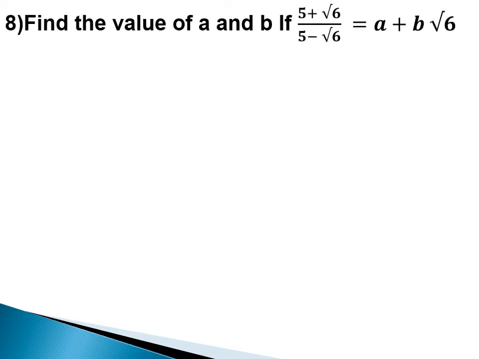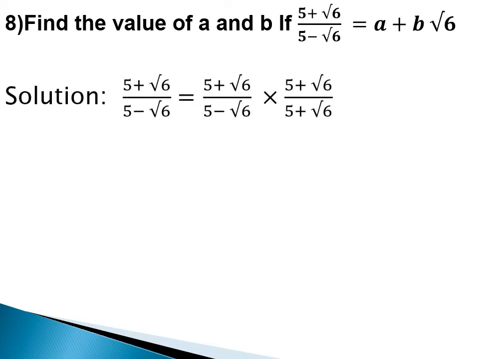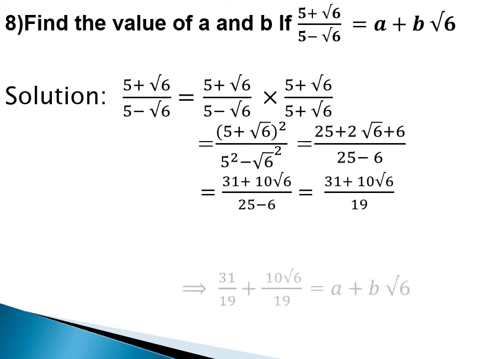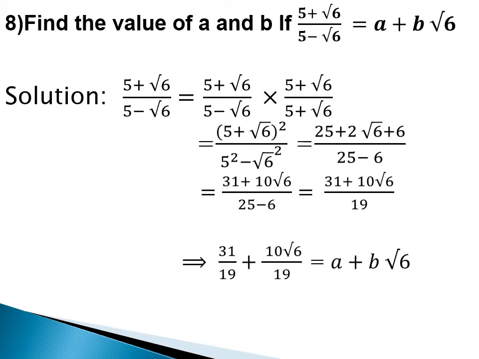Since it is an important question, I have done one more sum here. Find the value of a and b if (5 plus root 6) divided by (5 minus root 6) equals a plus b root 6. So first we have to work on the left side only. We multiply and divide with 5 plus root 6 by 5 plus root 6, expand it and simplify it. So what is the answer? We are getting (31 plus 10 root 6) divided by 19. That can be written as 31 by 19 and 10 root 6 by 19.